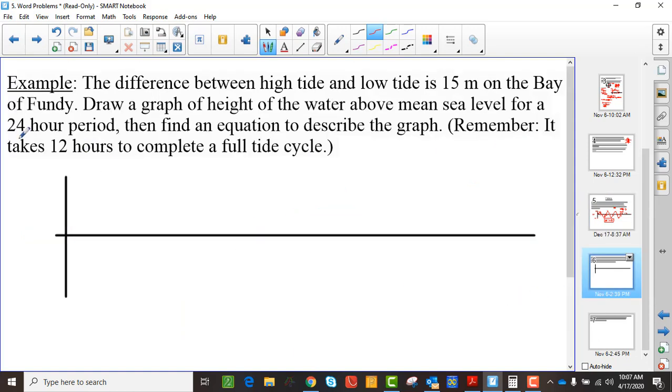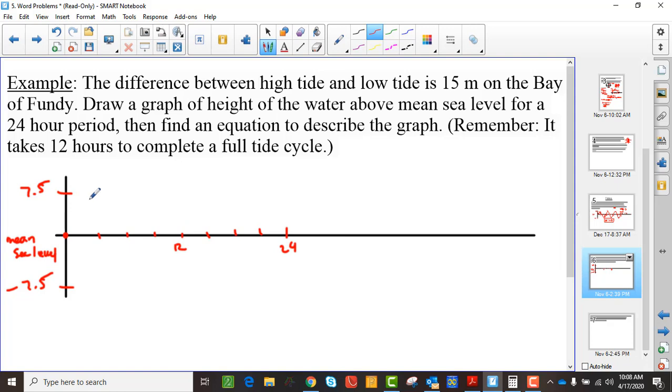So if you look at this graph, it's the exact same thing. Again, I'm not going to go through this with you. I want you to try this one on your own, okay? But it tells you the difference between high tide and low tide is 15 meters. So that means you're going 7.5, half of 15, above and 7.5 below, because it's telling you that mean sea level is where you want to start. So you want to start here, and it wants 12 hours again, so 3, 6, 9, 12, and then 3, 6, 9, 24. It asks you to do it for 24 instead.